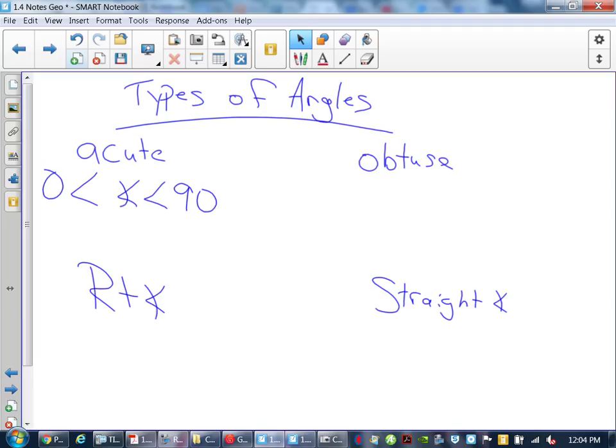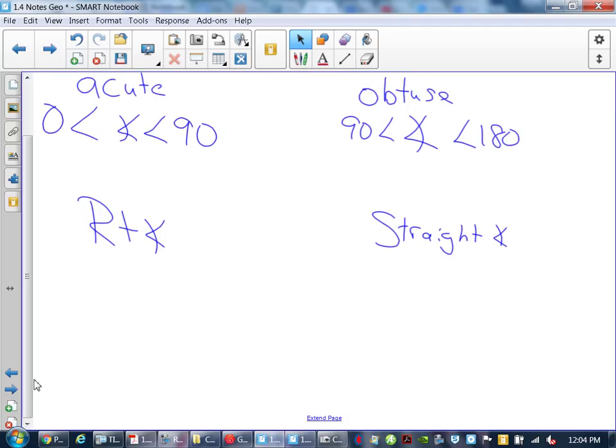Okay. What is an obtuse angle? More than 90, but less than 180. Good. So an obtuse is going to be an angle that is more than 90, but less than 180. Which leaves us the last two, which again are super, super easy. 90 and, very good.